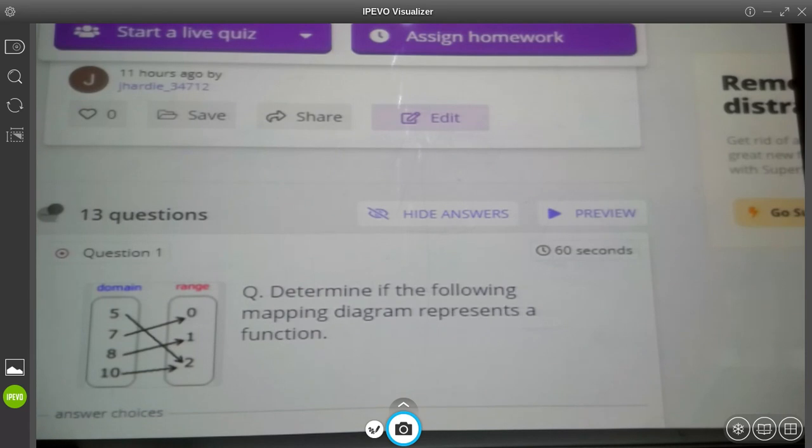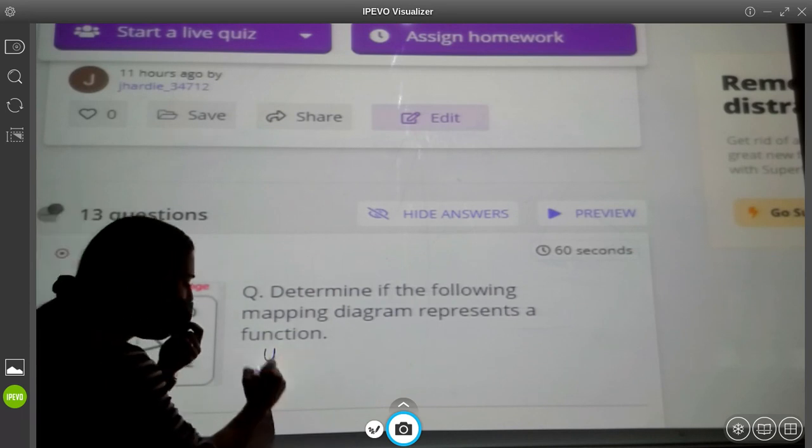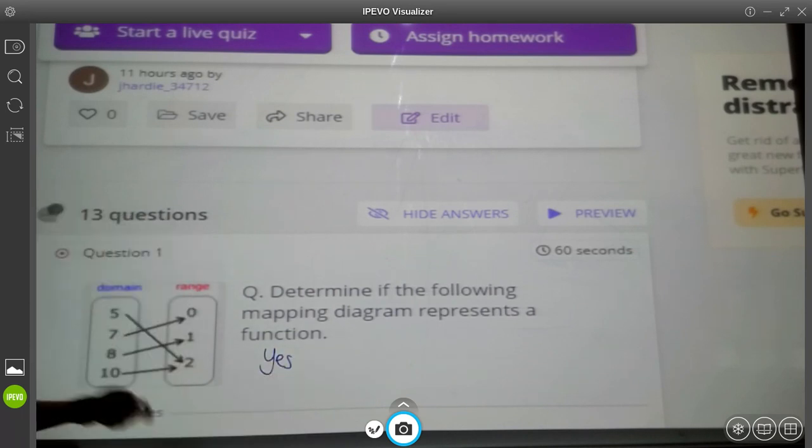That's not a function. So this mapping diagram, you want to make sure that it's saying that each input only makes one number come out. So according to this, 5 only makes 2 come out, 7 only makes 0 come out, 8 only makes 1 come out, and 10 only makes 2 come out. So is this a function? Yeah, this is definitely a function. So the answer is yes. And then all you would have to do is click on the answer, because I think it's multiple choice. It says, yes, it's a function.